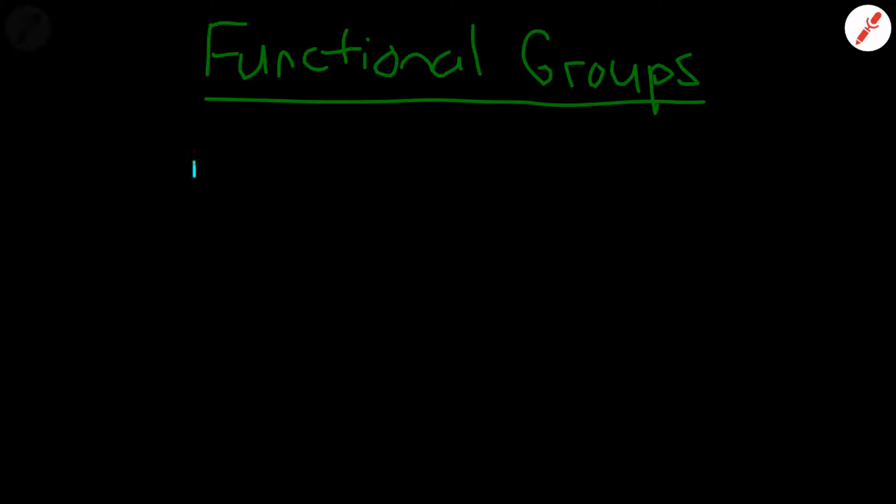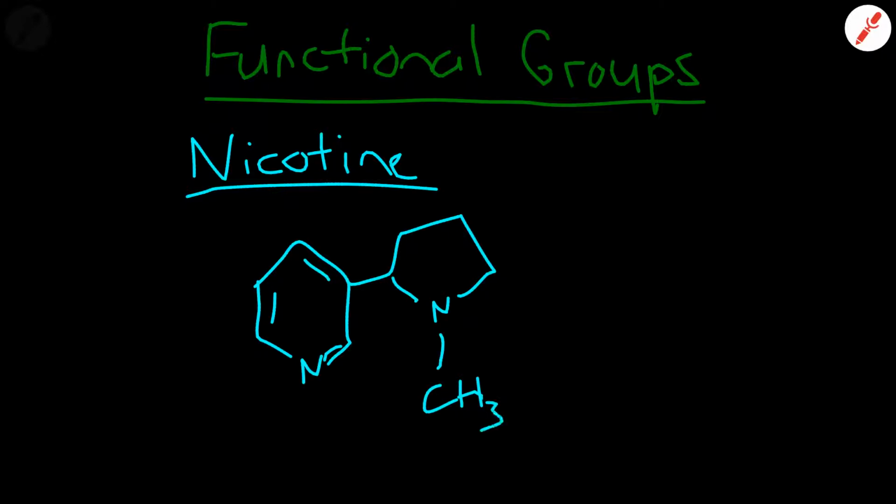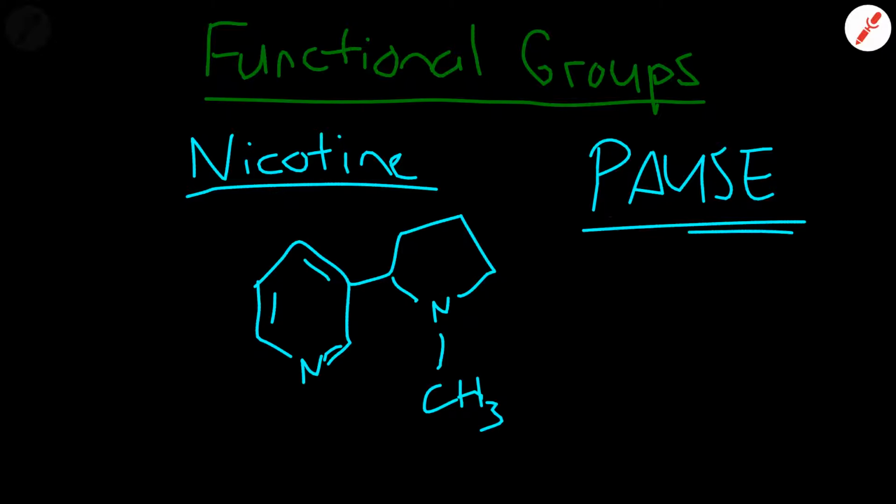Alright, next we have nicotine. And this one's pretty fun. Well, not nicotine itself, but the shape of the molecule. There we go. Here, nitrogen, and CH3. Alright, so there's nicotine. Again, pause the video and identify the functional groups, and we'll go over in a minute.